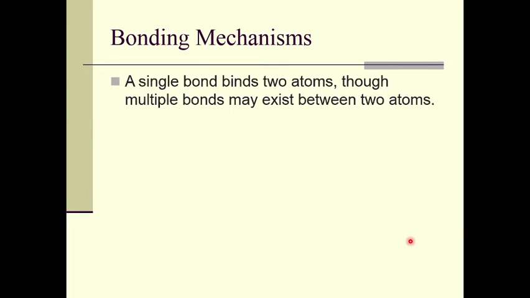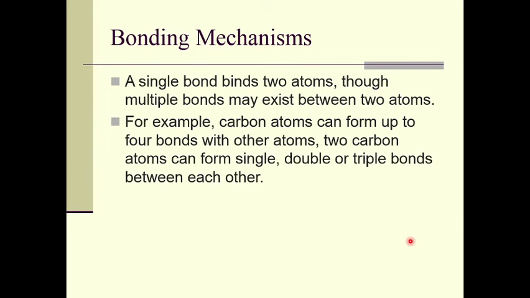A single bond binds two atoms, right? Though multiple bonds may exist between two atoms. So we know that between two atoms there may be a single bond or more than one bond, right? For example, in the case of carbon, we know that a carbon atom can form up to 4 bonds with other atoms, right? Two carbon atoms can form single, double or triple bonds between each other, right?